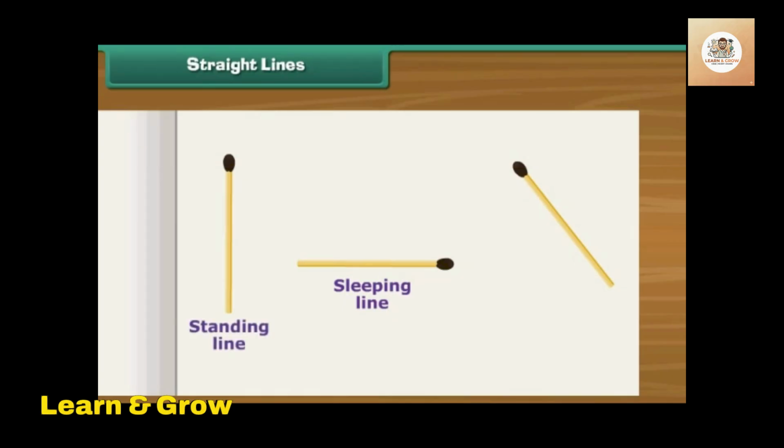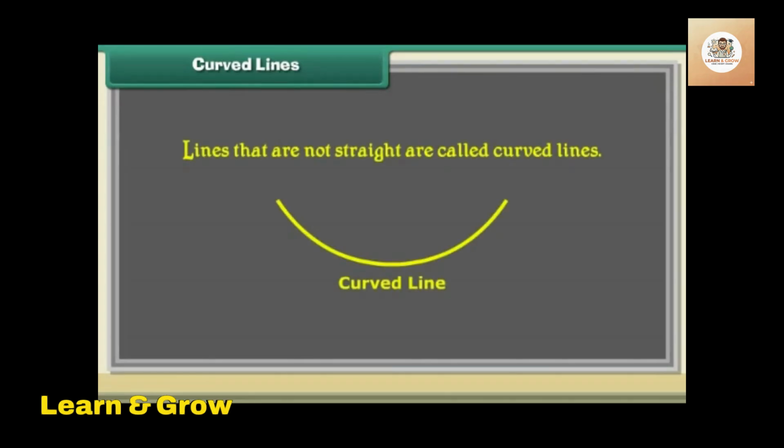Straight lines. Place some matchsticks on a sheet of paper. There are 3 ways of placing the matchsticks: horizontal, vertical, and slanting. Horizontal matchsticks make sleeping lines. Vertical matchsticks make standing lines. Slanting matchsticks make slanting lines. Curved lines. Lines that are not straight are called curved lines.